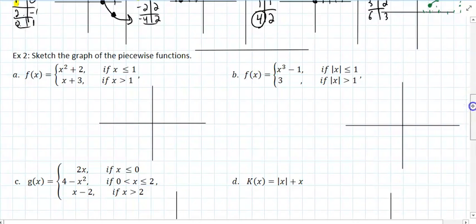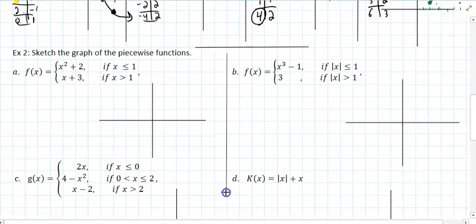Continuing on, for example 2, sketch the graph of the piecewise function. Now, piecewise functions are slightly different graphs. They really consist of pieces of the function, not the entire function. So let me elaborate. If I wanted to graph this, I would say x squared plus 2.